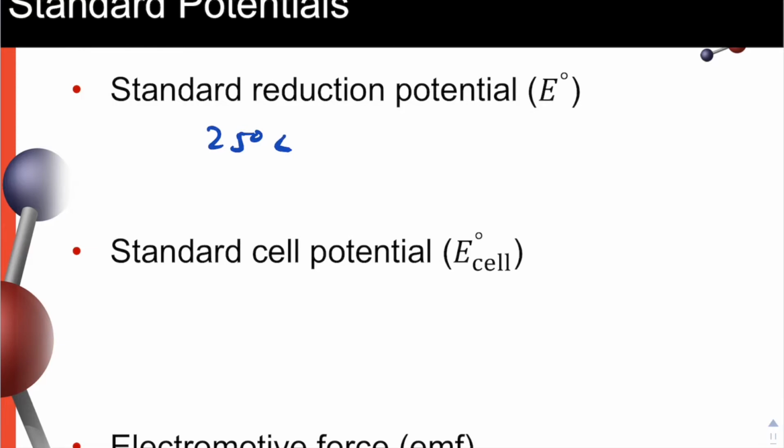So these are going to be written as reduction potentials, okay? And then we're going to have a standard cell potential. And this is a measure of the voltage. It's a measure of the EMF, which the EMF is just your voltage. And that's for the whole cell that we built.